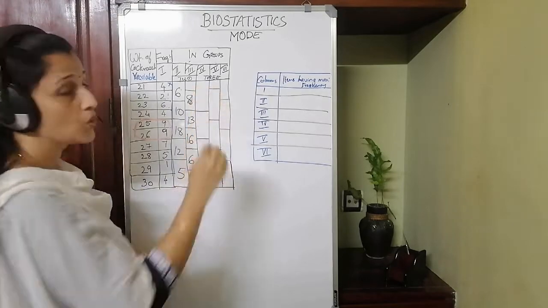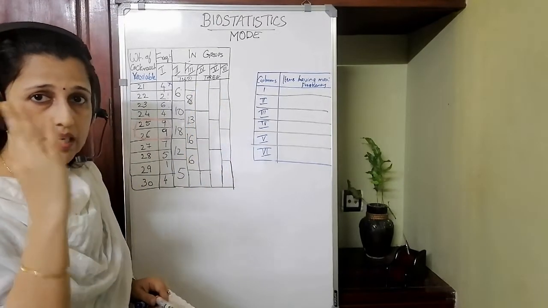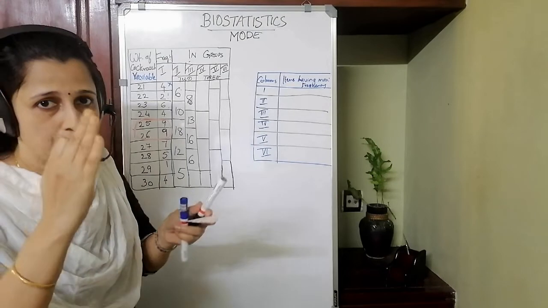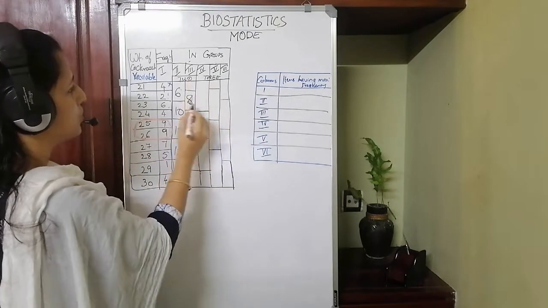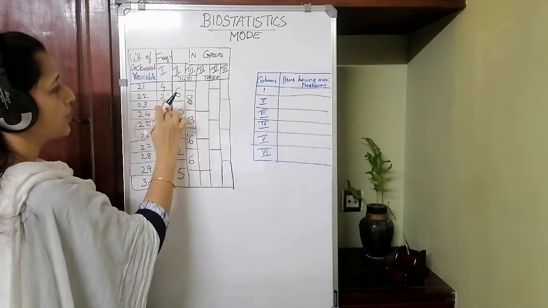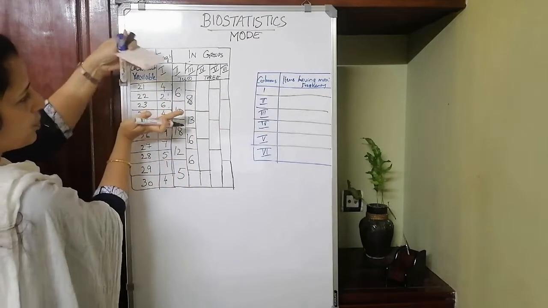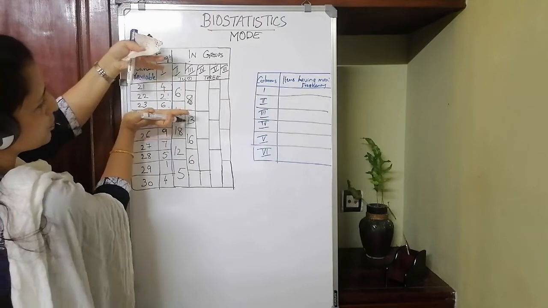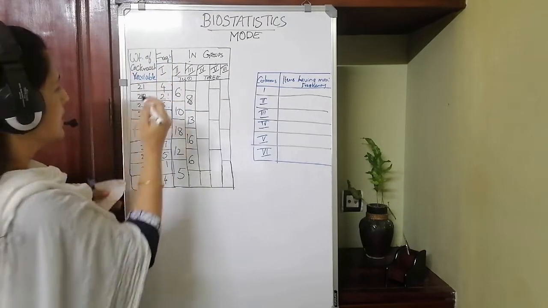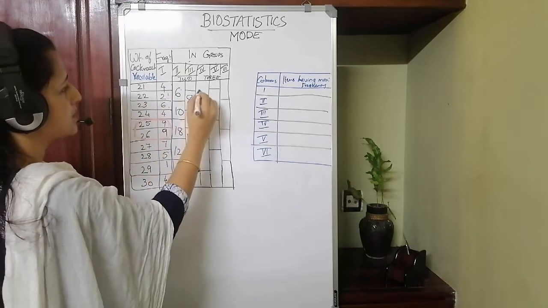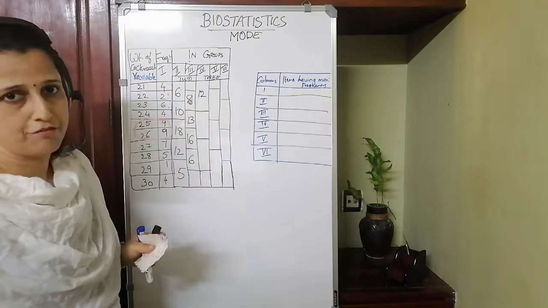Now next is groups of 3. That is 3 frequencies have to be grouped and added up. First, in the fourth column, 3 frequencies have to be added up. Groups of 3, that is 4, 2 and 6. 4 plus 2 plus 6. So 4 plus 2, 6. 6 plus 6 comes to 12.